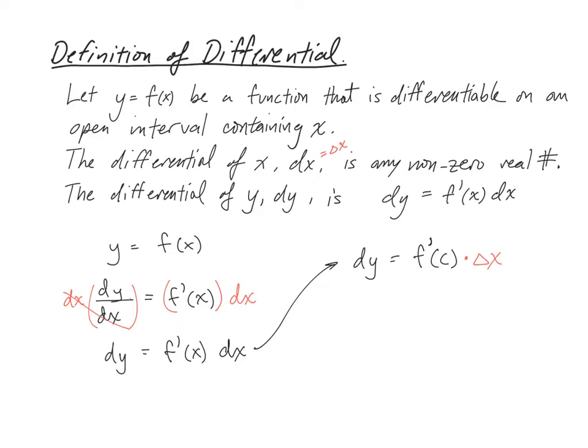And one last thing here. We said the differential of x, dx, or delta x, is any non-zero real number. Why is this part of our definition for dx? Well, it's because we cannot divide by 0. So dx has to be some actual change in horizontal distance between 2 points.